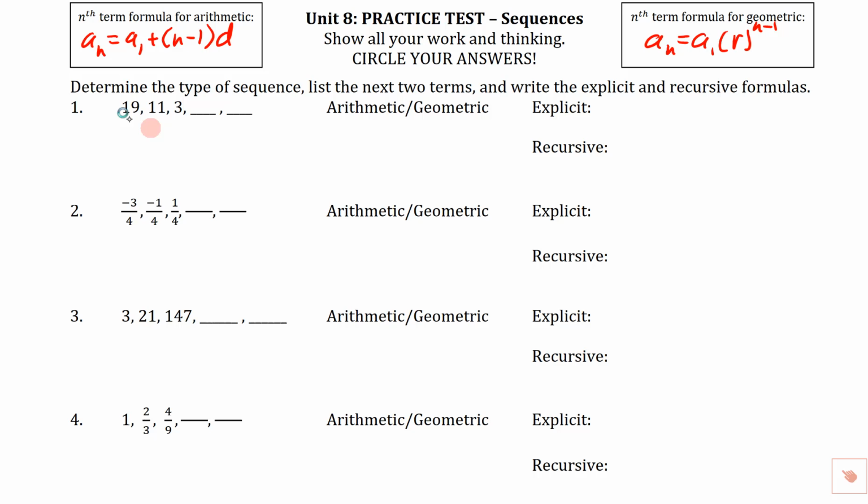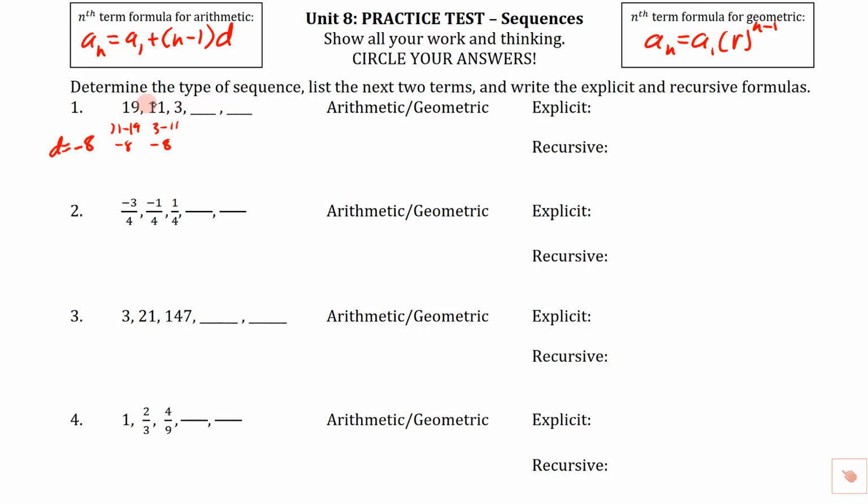So we've got 19, then 11, and then 3. Remember, to find a common difference, we can take any one and subtract the one before it. So if I did 11 minus 19, I get -8. And if I did 3 minus 11, I get -8. If I wanted to find a common ratio, I'd just do division. But as long as those two are the same, we've identified what the common difference is. So the common difference here is -8.